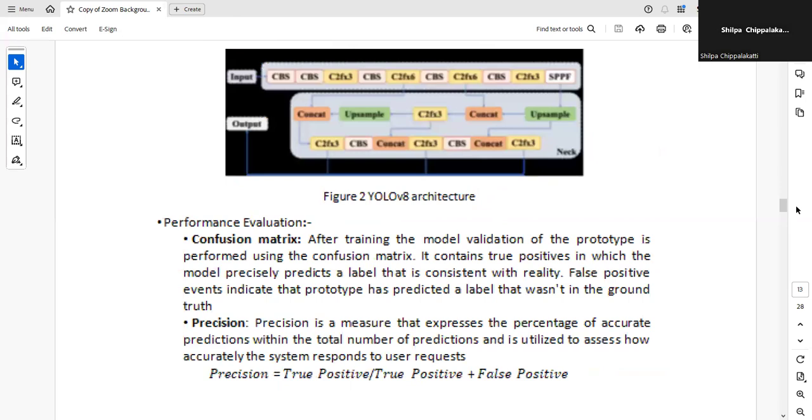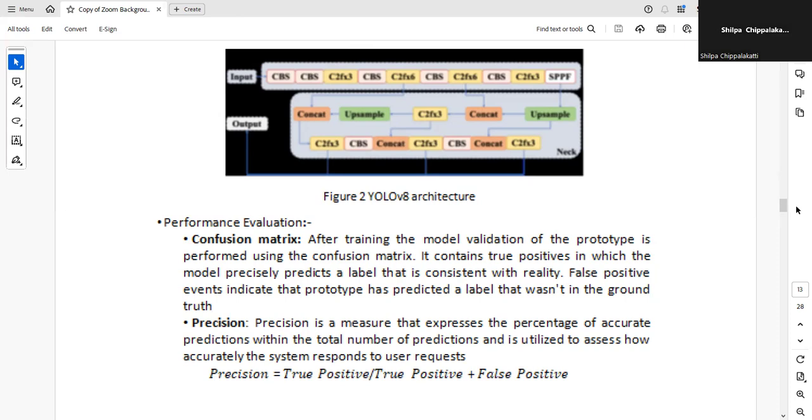Figure 2 shows the detailed YOLO V8 architecture, where we can see that we have a CBS layer as well as C2F layers. The performance evaluation. The performance of the model is evaluated using parameters such as the confusion matrix, precision, recall, MAP50, and MAP50-95. Confusion matrix: after training a model, validation of a prototype is performed using a confusion matrix.